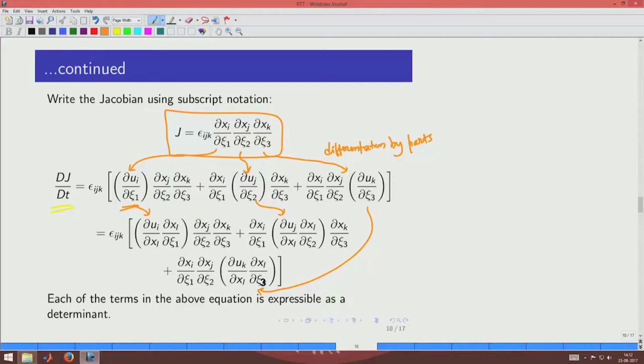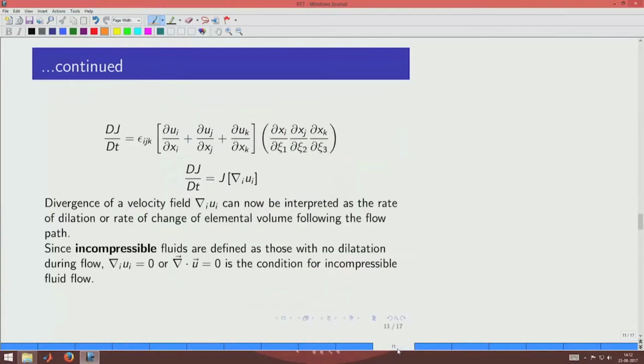So, technically we have 3 plus 3 plus 3 terms, but actually we will have only 1 plus 1 plus 1, because the remaining 2 in each combination will go to 0. That is the reason why we write it like that, and then we gather the terms. When we gather the terms, we see that this and this together, we already know what that is, that is the Jacobian.